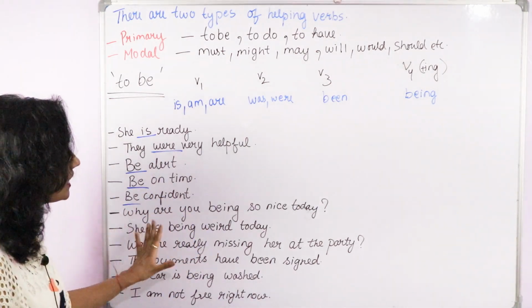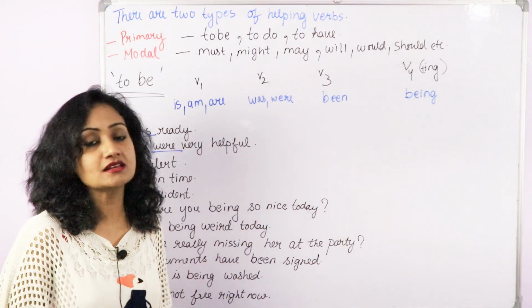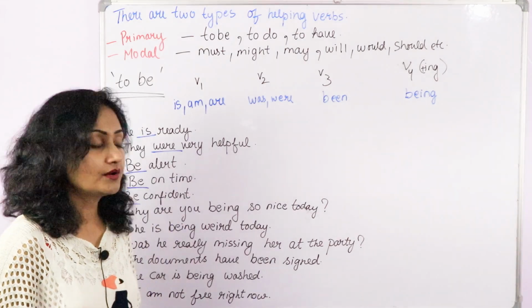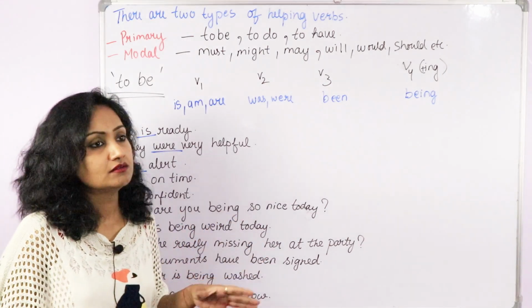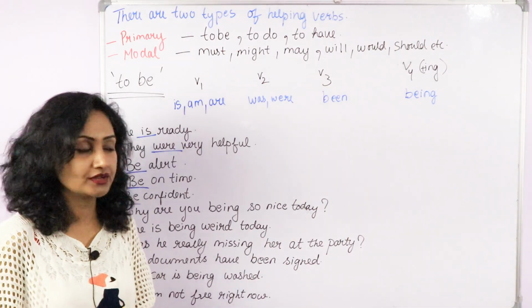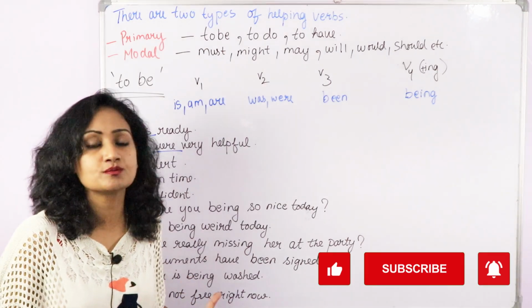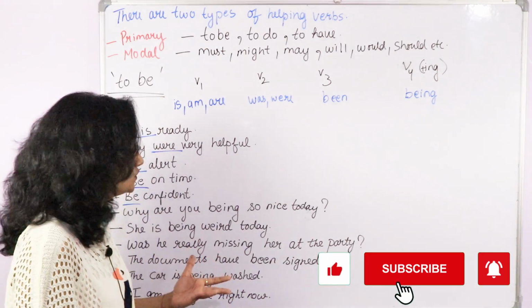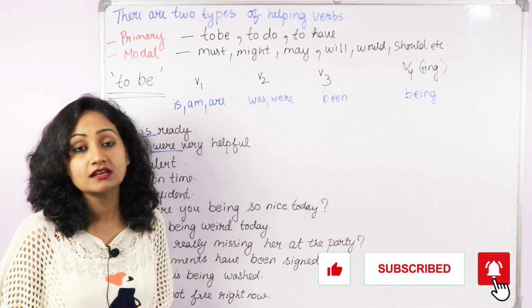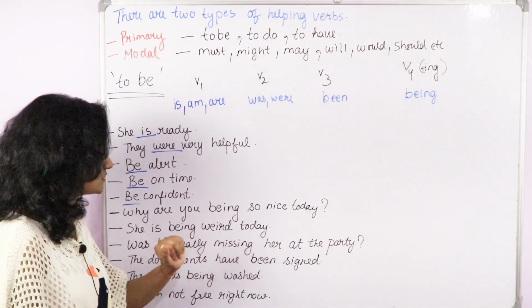Next is: why are you being so nice today? We use being in continuous forms when we tell someone, why are you behaving like this. Okay, so why are you being so nice today? Generally you are not nice to people, but why are you being nice today? Why are you behaving so nicely today? Okay, so this is what it means.